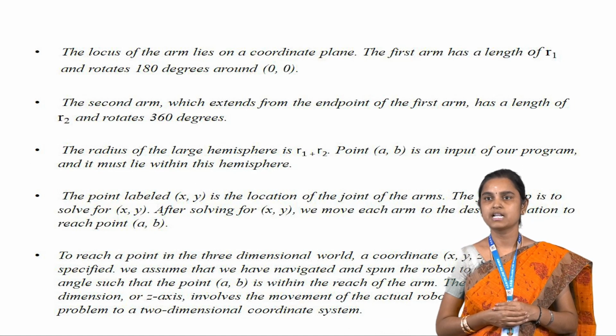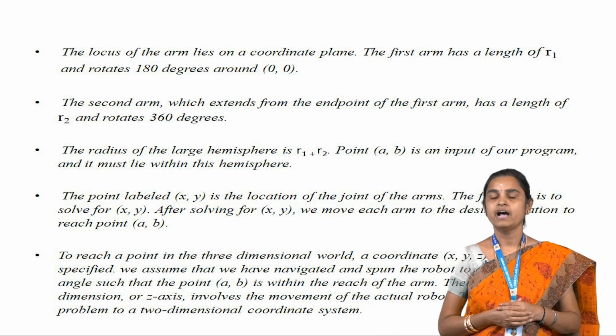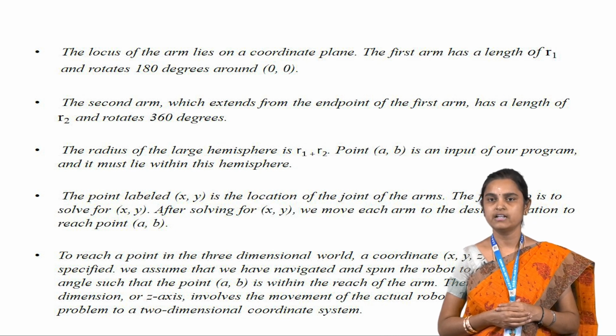The locus of the arms lies on the coordinate plane. The first arm has a length of R1 and it rotates 180 degrees around 0, 0. The second arm, which extends from the end point of the first arm, has a length of R2 and rotates 360 degrees. The radius of the large hemisphere is R1 plus R2. Point A, B is an input of our program and it must lie within this hemisphere.